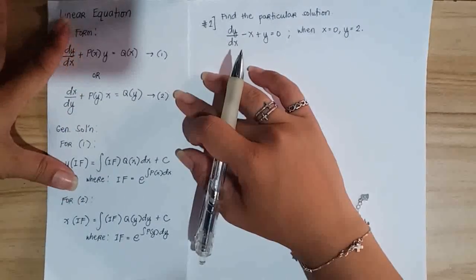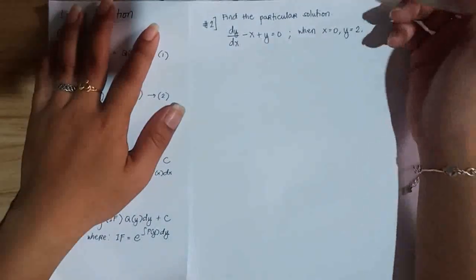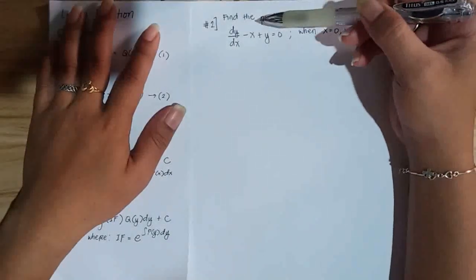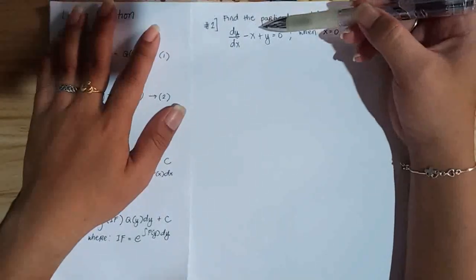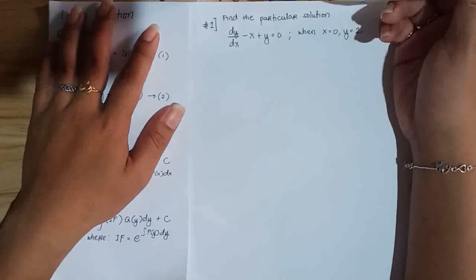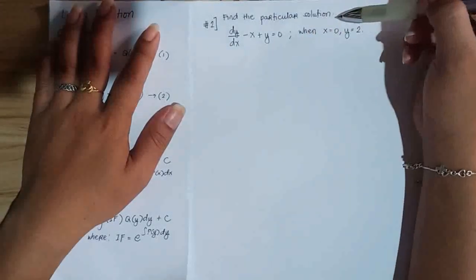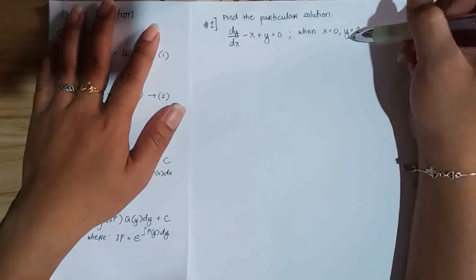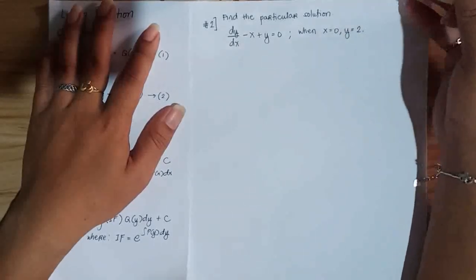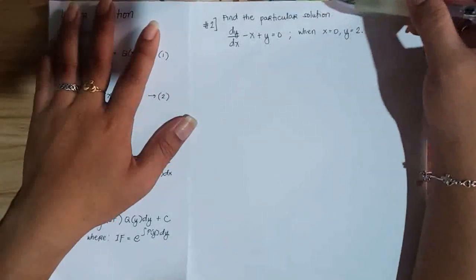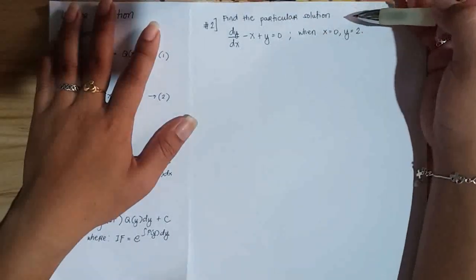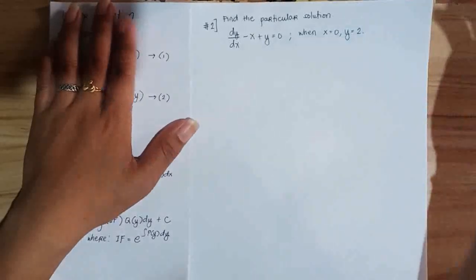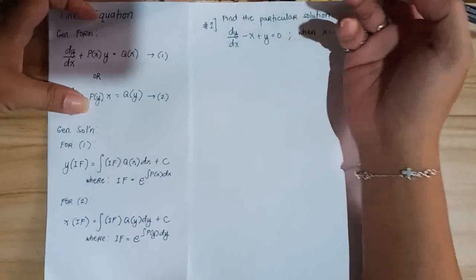Okay, next, number 2. Number 2 problem is to find a particular solution of the given differential equation, which is dy over dx minus x plus y equals 0. So, we are going to find a particular solution, meaning to say there is a value for x when there is a value for y. In this equation, you will find a particular solution of the given differential equation when x is 0, the value of y is 2.